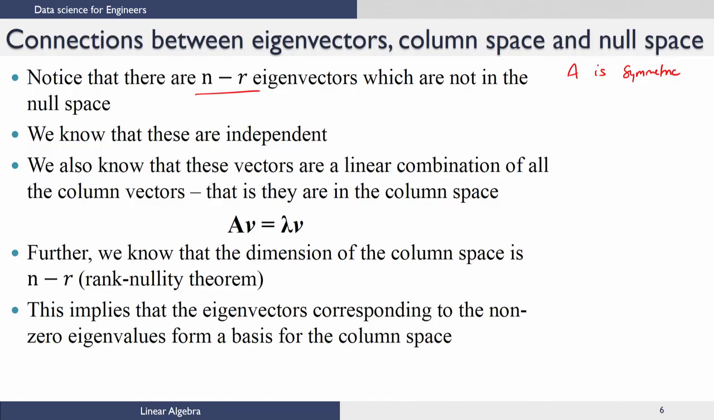We know that all of these n minus r eigenvectors are also independent, because we said irrespective of what the symmetric matrix is, we will always get n linearly independent eigenvectors. So, that means these n minus r eigenvectors are also independent. We also know that each of these independent eigenvectors is going to be a linear combination of the columns of A.